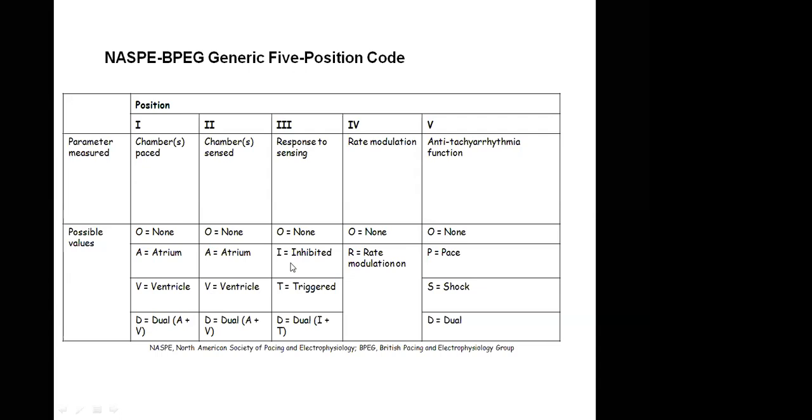Right? Yes, Chief. But you can also have both inhibit and trigger at the same time. That means I pace the ventricle, I sense the ventricle, and I do both inhibit and trigger. Then that would be a VVD. Do you get it? Yes, sir. The same way, if it's double chamber, just put the codes together: chamber paced, chamber sensed, and the response to sensing. So you can have a DDD, or DDI, or DDO, meaning both chambers, but don't respond to sensing.